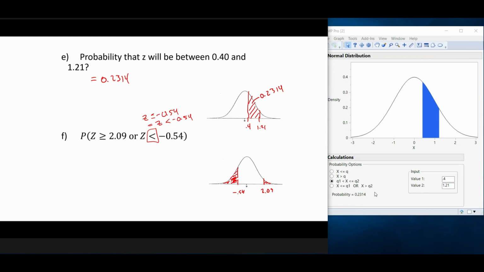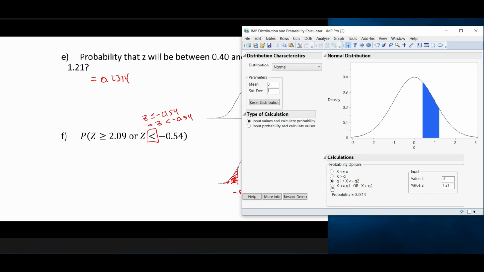So let's come back into JMP and we will choose the option that specifies the tails. Negative 0.54 for the lower tail value and 2.09 for the upper tail value. Making sure, just double checking those. And that gives me 0.3129, which is the combined areas in those two tails.